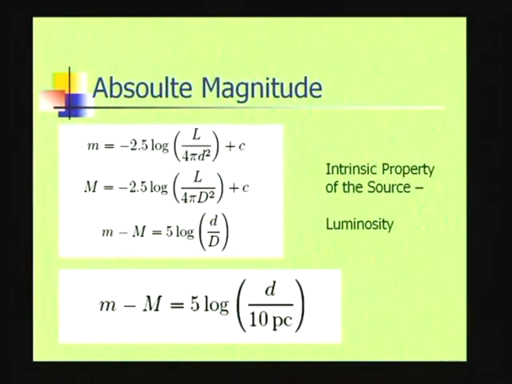Now another definition, the absolute magnitude. The apparent magnitude refers to the flux received from the source. Now we know that the flux is related to the luminosity as L by 4 pi d square. So I have a source of luminosity L at a distance d, the magnitude is going to be minus 2.5 log L by 4 pi d square plus the constant C.